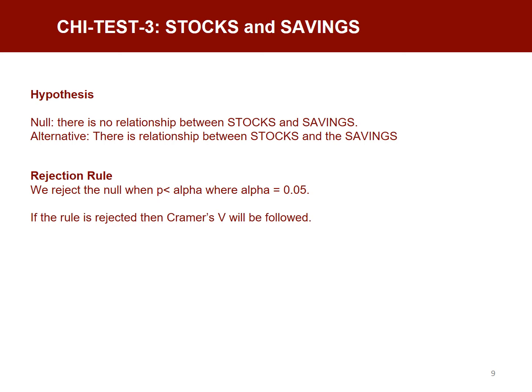Our hypothesis: there is no relationship between stocks and savings. The alternative: there is a relationship between stocks and savings. Rejection rule: we reject the null when the p-value is less than alpha, where alpha is equal to 0.05. If the null is rejected, then Cramer's V will follow.